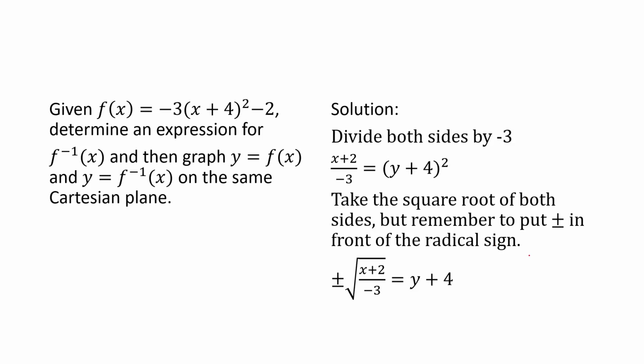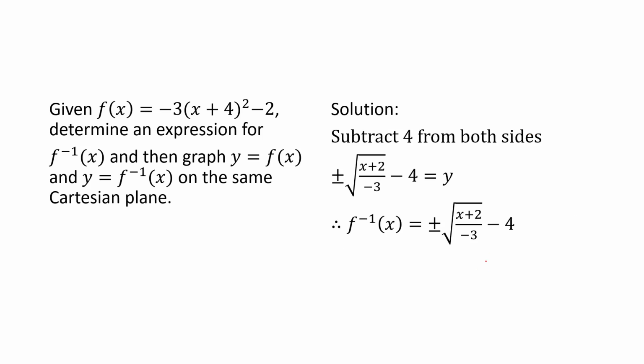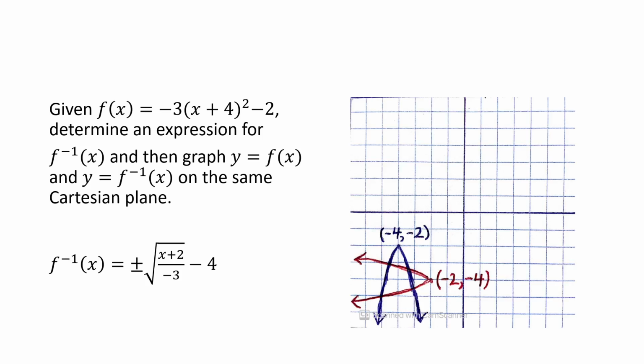Adding 2 to both sides, then we divide both sides by negative 3. Then we take the square root of both sides, and we've now solved for y plus 4. Remember to put a plus or minus in front of the square root sign. We subtract 4 from both sides, and we now have an expression for f inverse of x. Again, you can do all that in one step if you can, but if you're not sure how to do it, do it step by step. Now, we are able to draw the original function and the inverse.